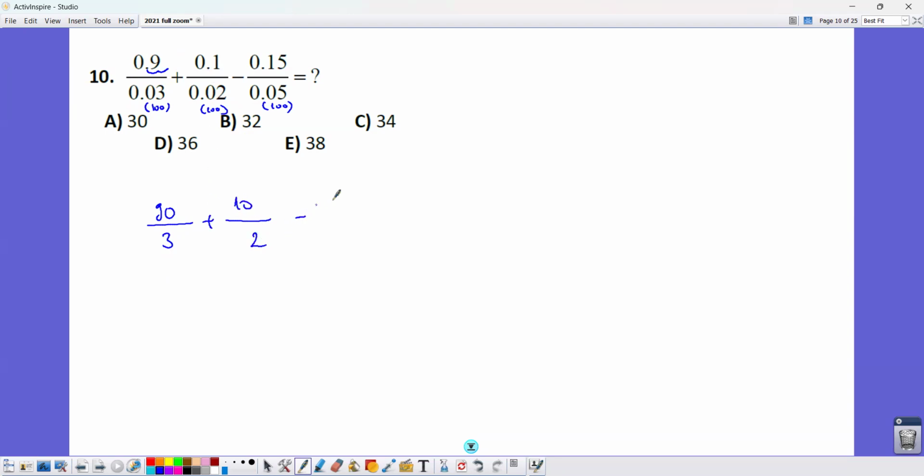In the third one, I have already two numbers after the decimal point, 1, 2. So it will be 15 over 5. And then it will become 90 over 3, which is 30, plus 10 over 2, which is 5, minus 15 over 5, which is 3. So 30 plus 5, 35, minus 3, 32 is the result, which is B here.